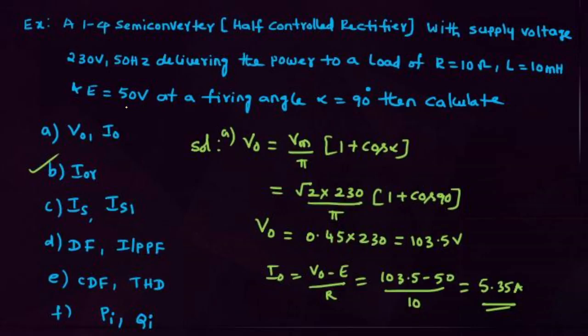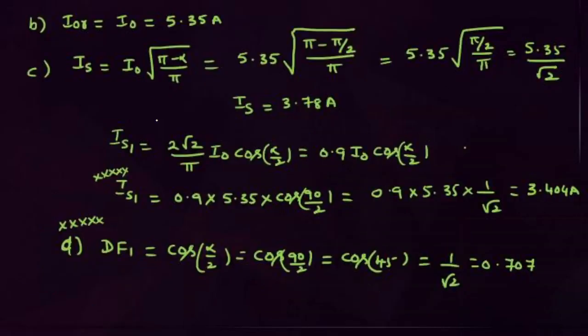Single phase semi-converter, that is a half controlled rectifier, with supply voltage 230 volts 50 Hz delivering power to a load of R equal to 10 ohms, L equal to 10 millihenry, E equal to 50 volts, at firing angle alpha equal to 90 degrees. Then calculate the V naught value. What is the I naught value? Then all the formulas you know. The RMS load current is equal to I naught. The RMS source current, IS, is I naught into square root of pi minus alpha by pi. The firing angle is 90 degrees, that you have to calculate.